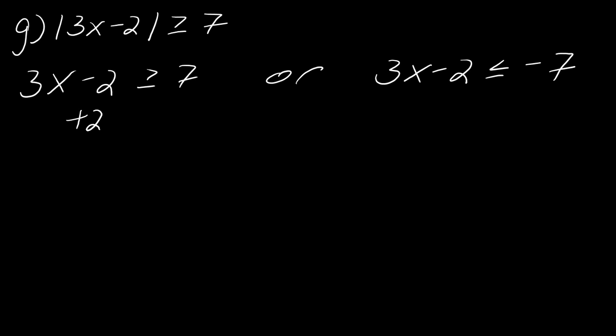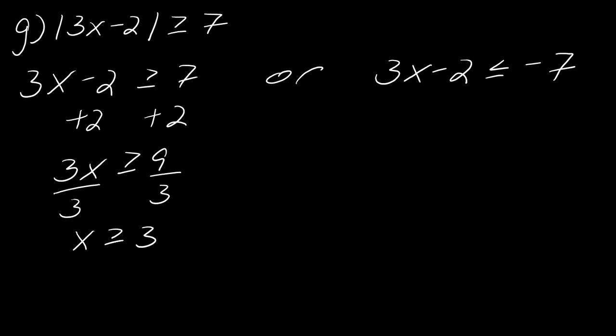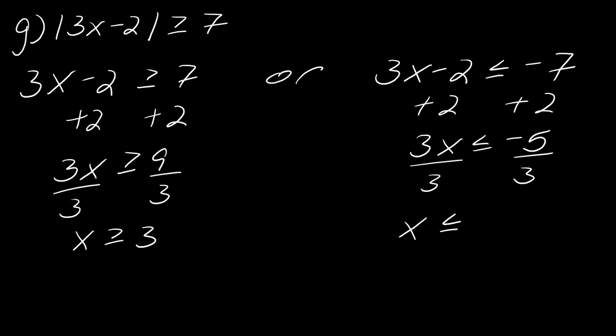I can go ahead and add 2. So this becomes 3x is greater than or equal to 9. Divide both sides by 3, and I get x is greater than or equal to 3. And then for this one, add 2. I get 3x is less than or equal to negative 5. Divide both sides by 3, and x is going to be less than or equal to negative 5 over 3. And so there are my two solutions, my OR solutions.